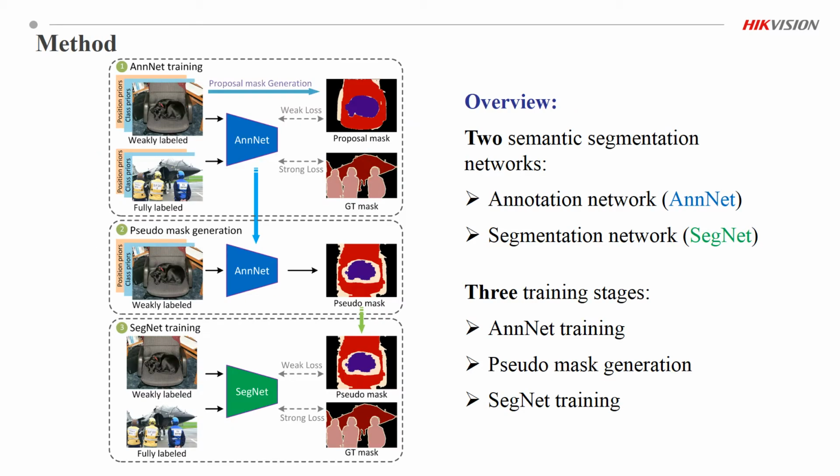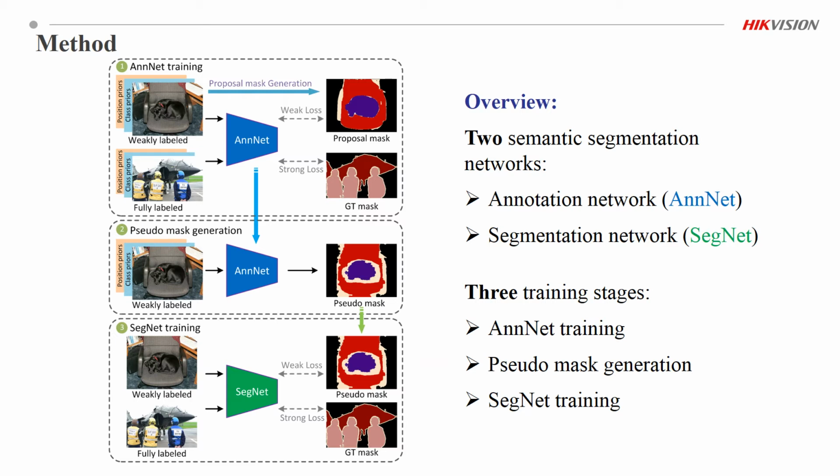Our method contains two networks, an annotation network, or annet for short, and a segmentation network, or segnet for short. The annet is used to predict pseudo-masks for weakly labeled images, and the segnet is the resulting model for deployment.